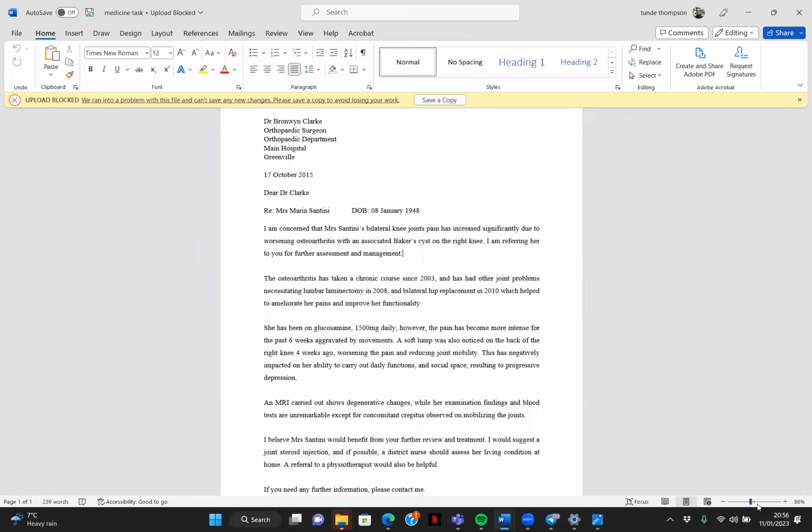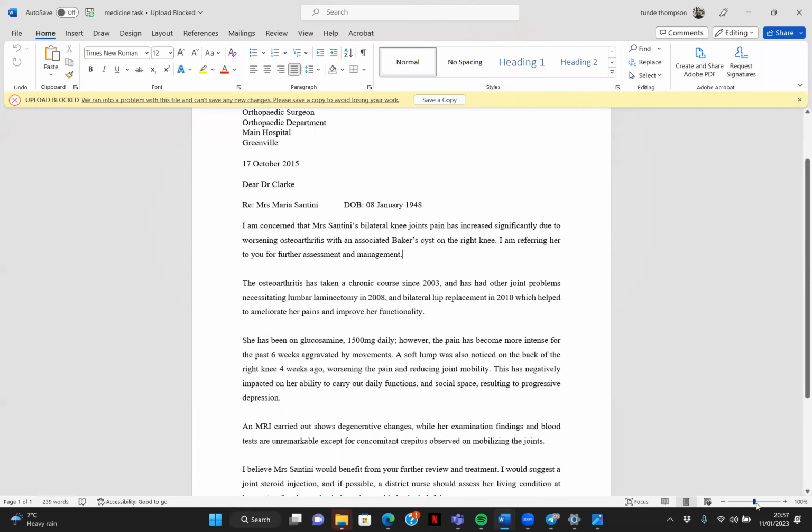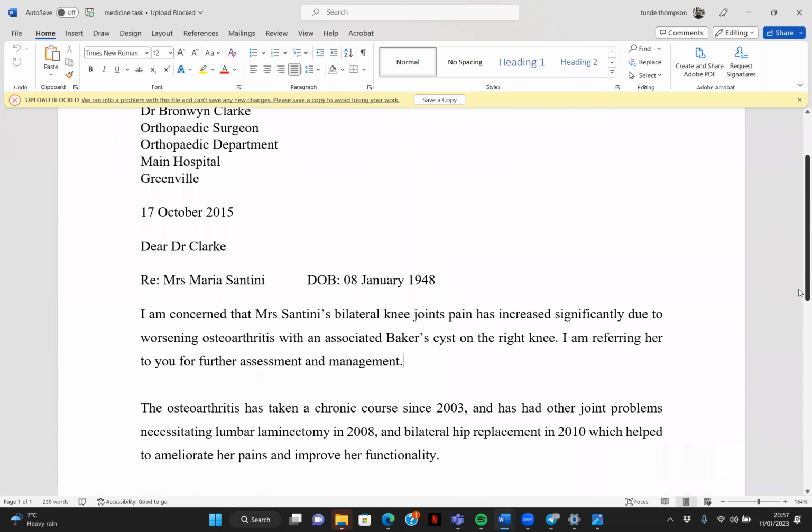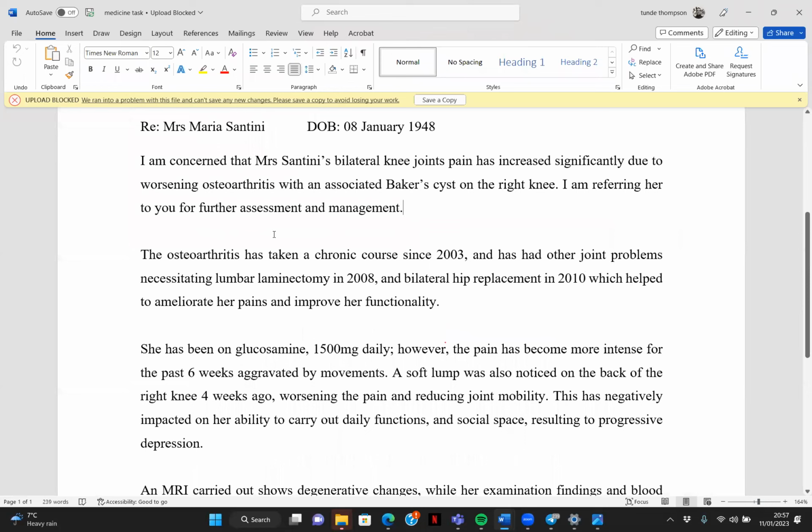Now, in my introduction, I don't know if you guys can see this clearly, but let me try and zoom it a little bit. So in the introduction, I said, I am concerned that Mrs. Santini's bilateral knee joint pain has increased significantly due to worsening osteoarthritis with associated Baker cyst on the right knee. I'm referring her to you for further assessment and management.